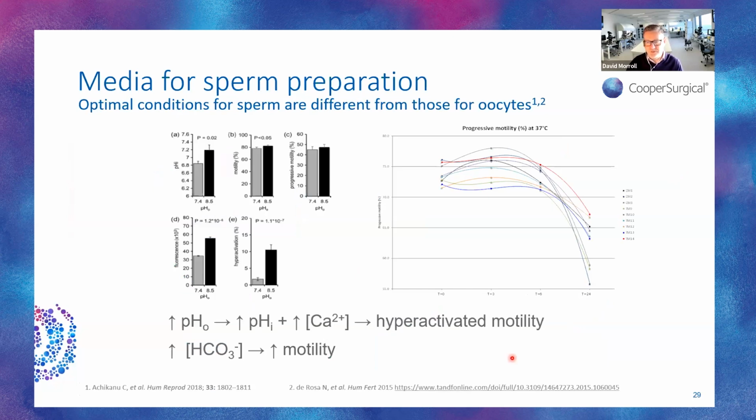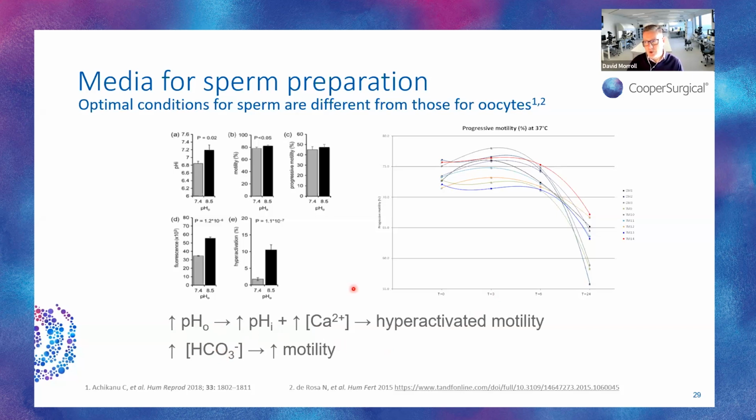And you can see that this is a fantastic paper from Achikano and colleagues from 2018 that showed how if you increase external pH around the sperm, so in your handling medium, that drives a higher intracellular pH, which also allows calcium influx, a higher level of intracellular calcium, and that's critical to this acquisition of hyperactivated motility, which is so important. It also showed that motility is dependent on higher levels of bicarbonate.